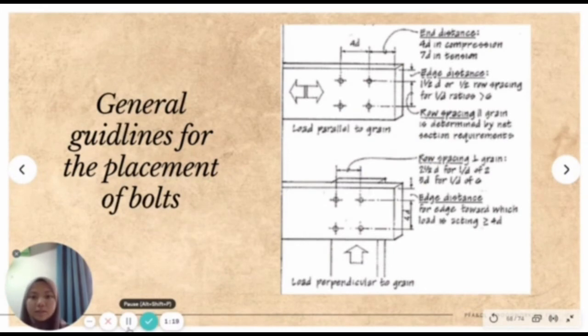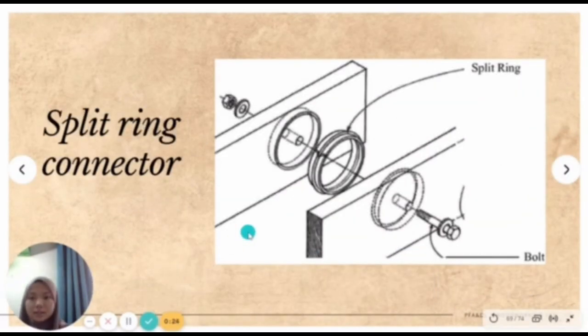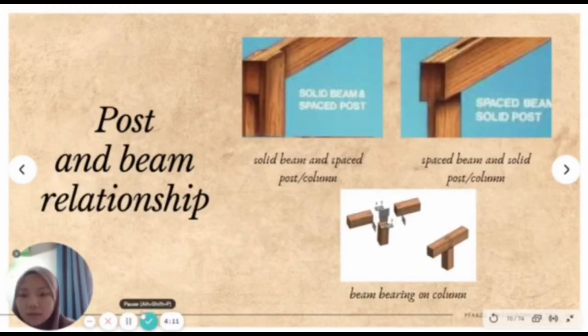If there is insufficient surface contact area to accommodate the required number of bolts, a split ring connector can be used. It spreads the load over a larger area and develops higher stresses per unit of bearing than a single bolt alone. And as you can see, this is the split ring connector that can spread the load over a larger area. After that is post and beam relationship.